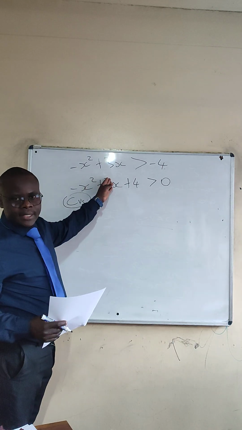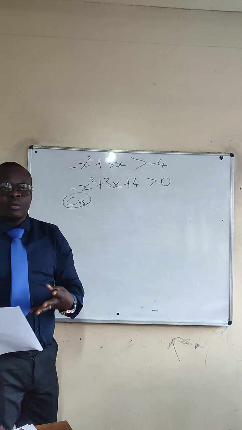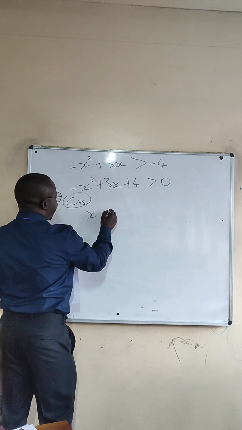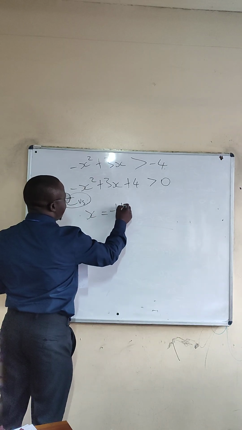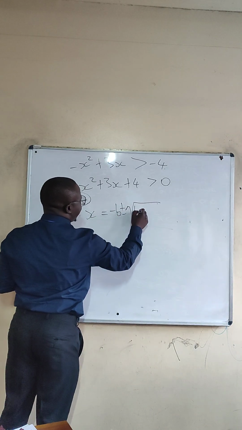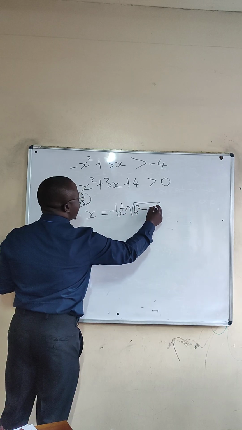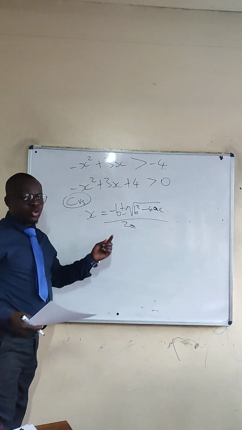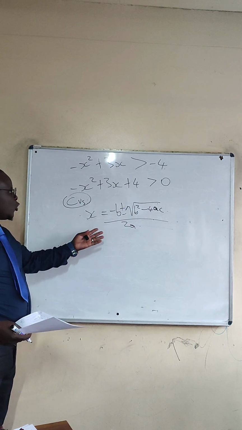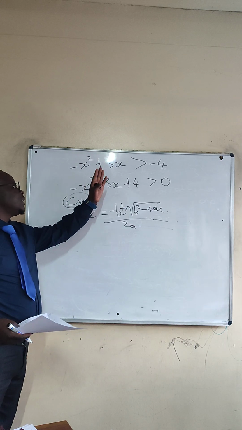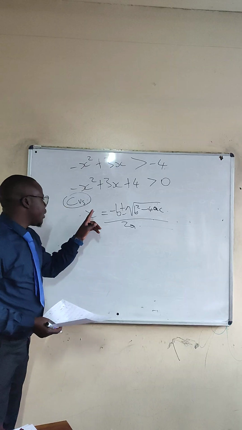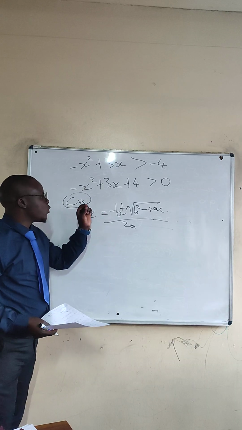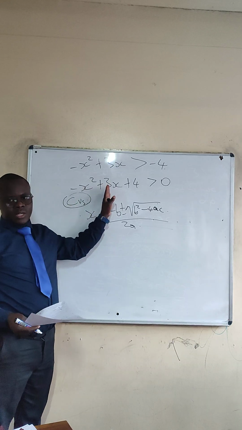We solve the left-hand side using the quadratic formula. So x equals negative b plus or minus the square root of b squared minus 4ac, everything divided by 2a. The next thing to do is to substitute your a, your b, your c in this. We are using an equal sign because we have to solve for the critical values on the left-hand side.